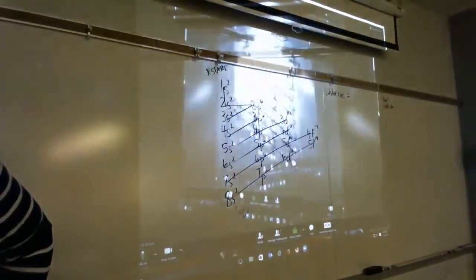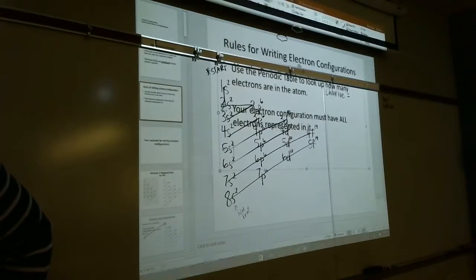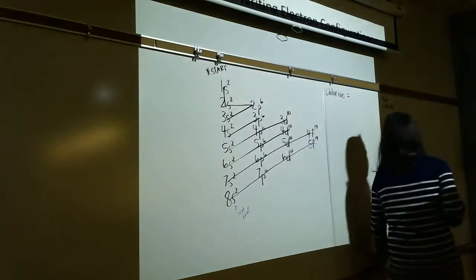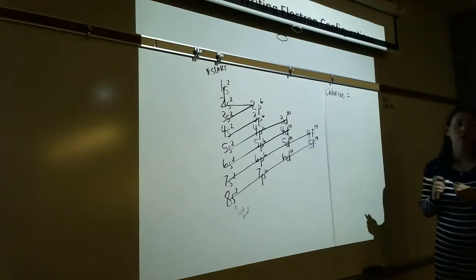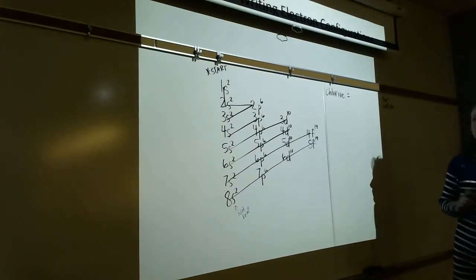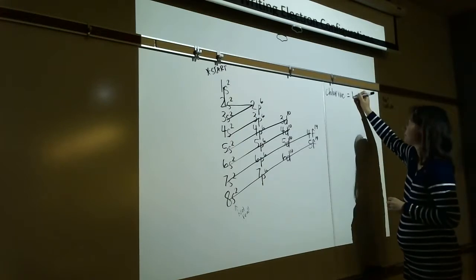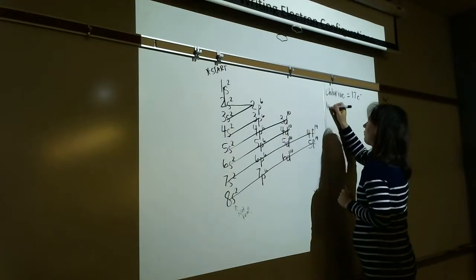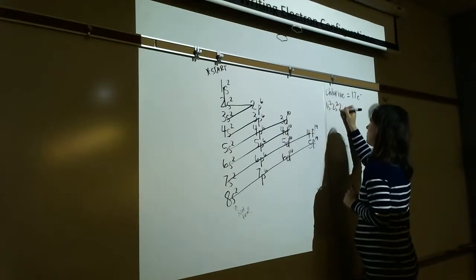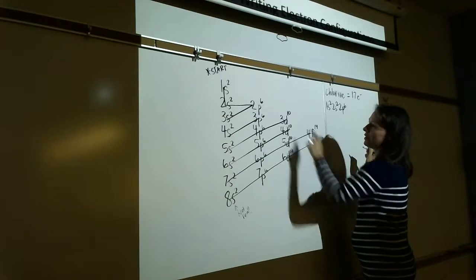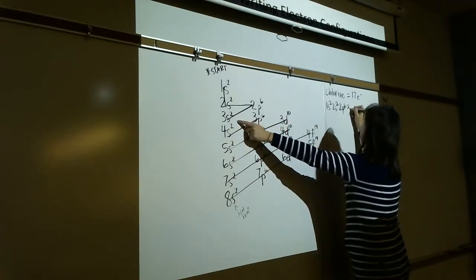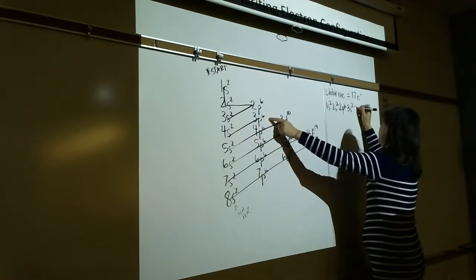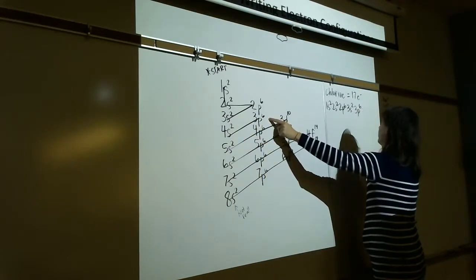All right, let's resume. So we're doing chlorine, sodium ion, and sulfide. So chlorine has how many electrons? 17. So here we go. We're going to start at the top. 1s2, 2s2, 2p6. That gets me to 10. 3s2. That gets me to 12. 3p6. What does that get me to?